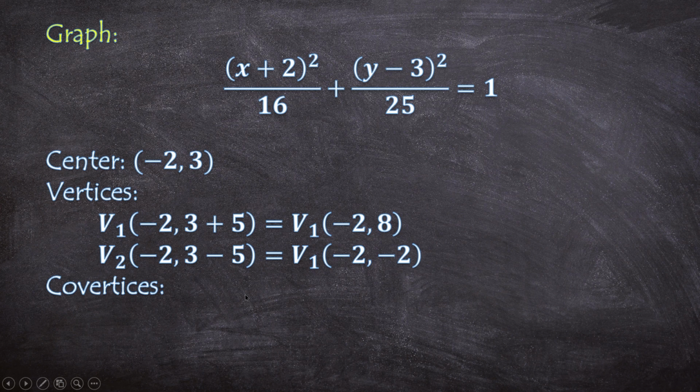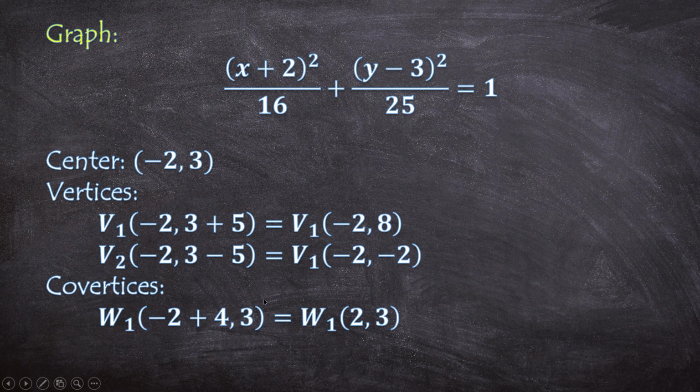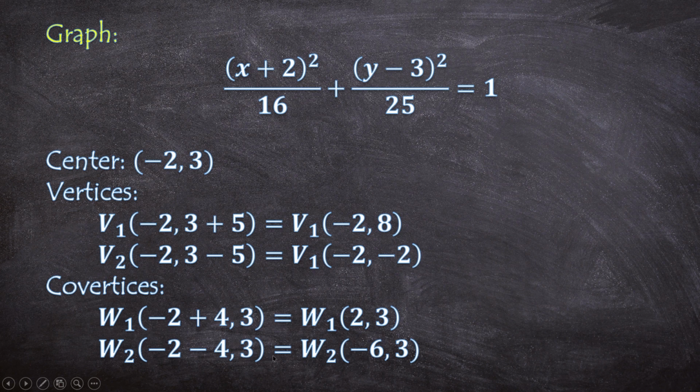For our co-vertices that lie horizontally, we have our x changing. So negative 2 plus b units. So our b was 4. So we have negative 2 plus 4. So we got 2, 3. And for the second co-vertex, we have to subtract b. So we have negative 2 minus 4. So we have negative 6, 3.